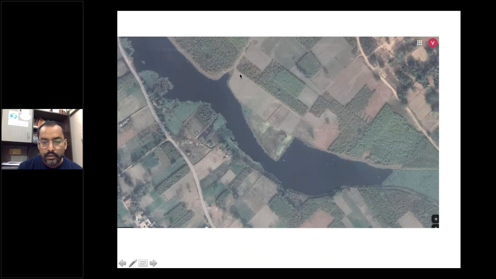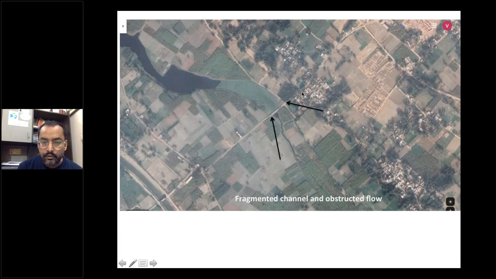You see how the farmers have encroached upon the active channel of the river by just putting dump, and they are trying to encroach, and soon this river would be lost. Even when we make a road or a bridge, we just leave the debris because of poor and faulty planning. And this obstructs the flow, this fragments the channel, and there is logging of the pollutants upstream.